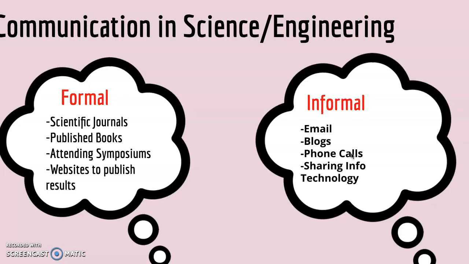There are two ways of communication in science and engineering. First is the formal form of communication, and this is through scientific journals, published books, attending symposiums, websites to publish results, just a formal platform. And informal form of communication would be through technology, as in email, blogs, phone calls.